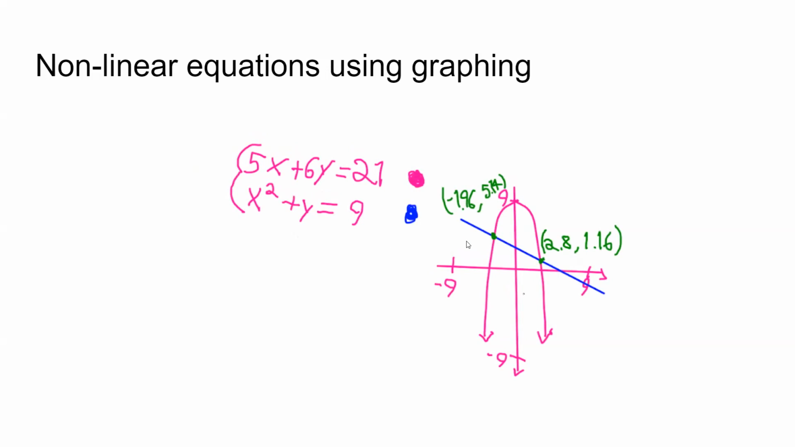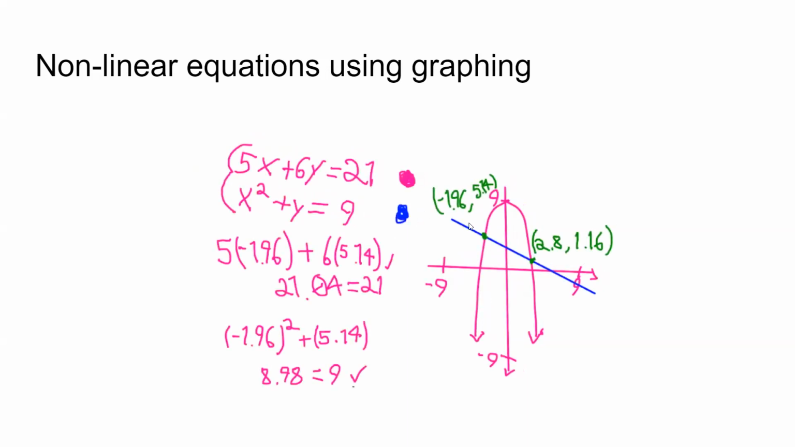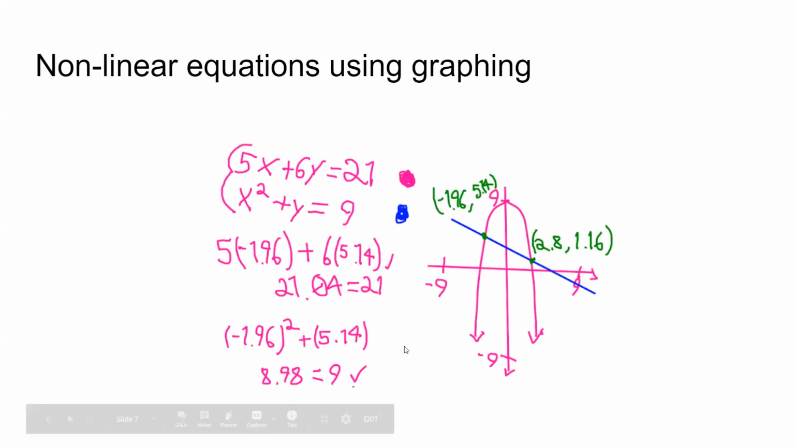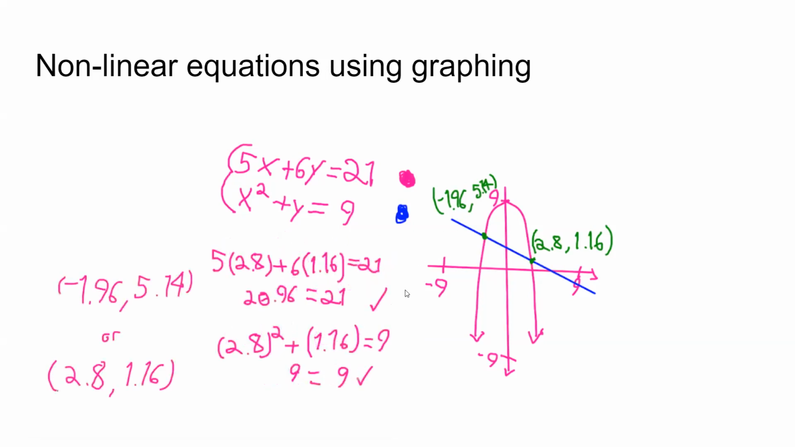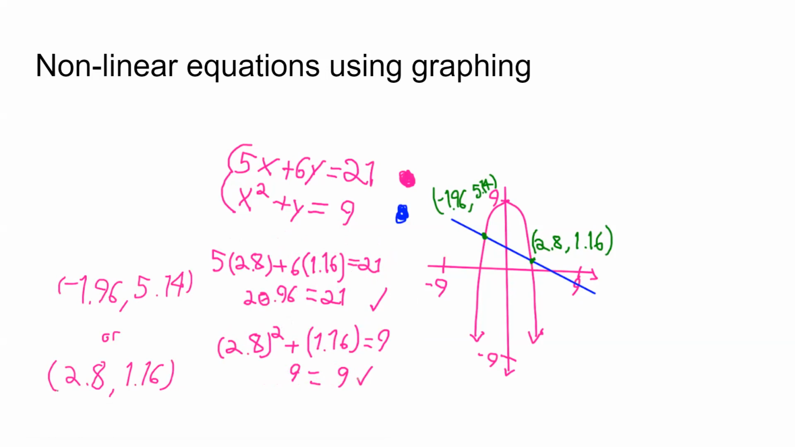Now we're going to plug both of these into the first and second equations. We do the one on the left first, and you can see that they're pretty close. They basically work, so we know that this is a solution point. Then we do that for the second one, and you can see that 2.8 and 1.16 are also both valid points for this graph. So x and y can equal -1.96 and 5.14, or can equal 2.8 and 1.16.